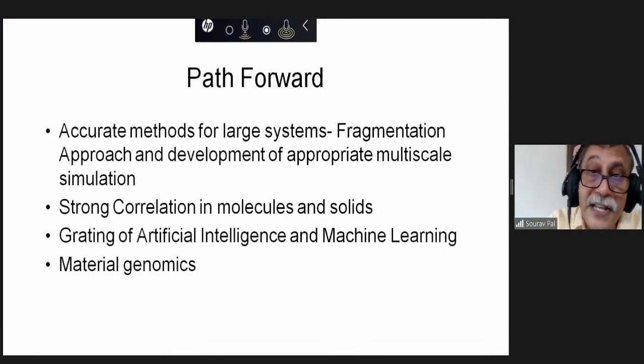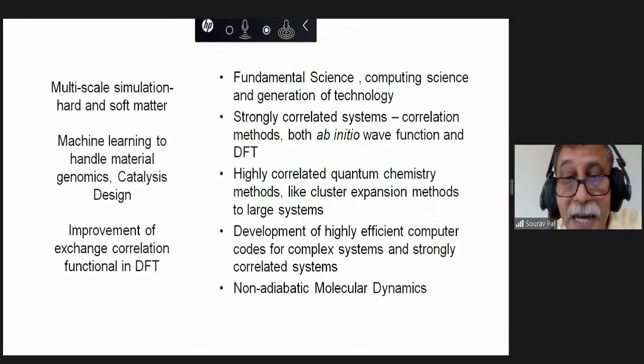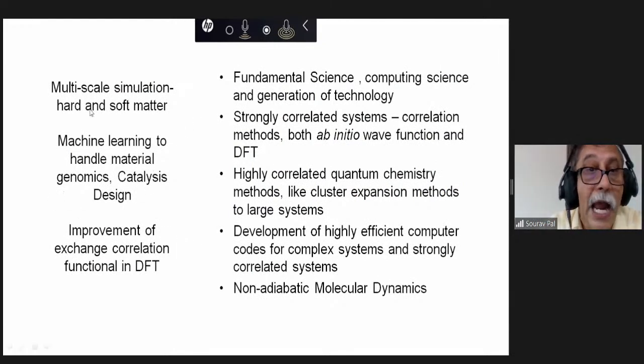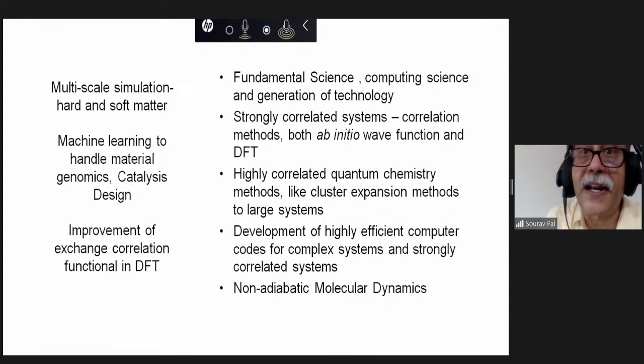So of course, I'm not saying that theory should stop and theory should only look for big computers. A lot of theoretical developments should happen, but at the same time, we should have developments for the computers. So that is something that I want to end with. Great big computers allow good theories to be applicable to better and bigger systems with better and better accuracy. So that's what we want.